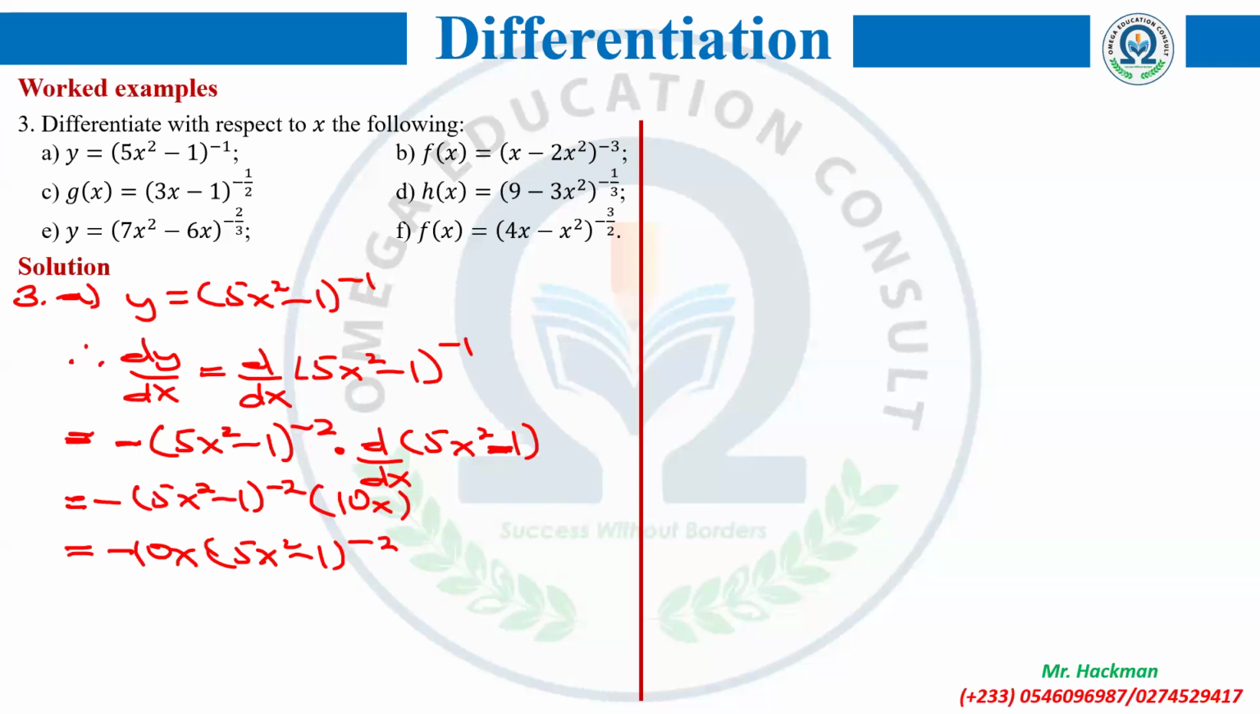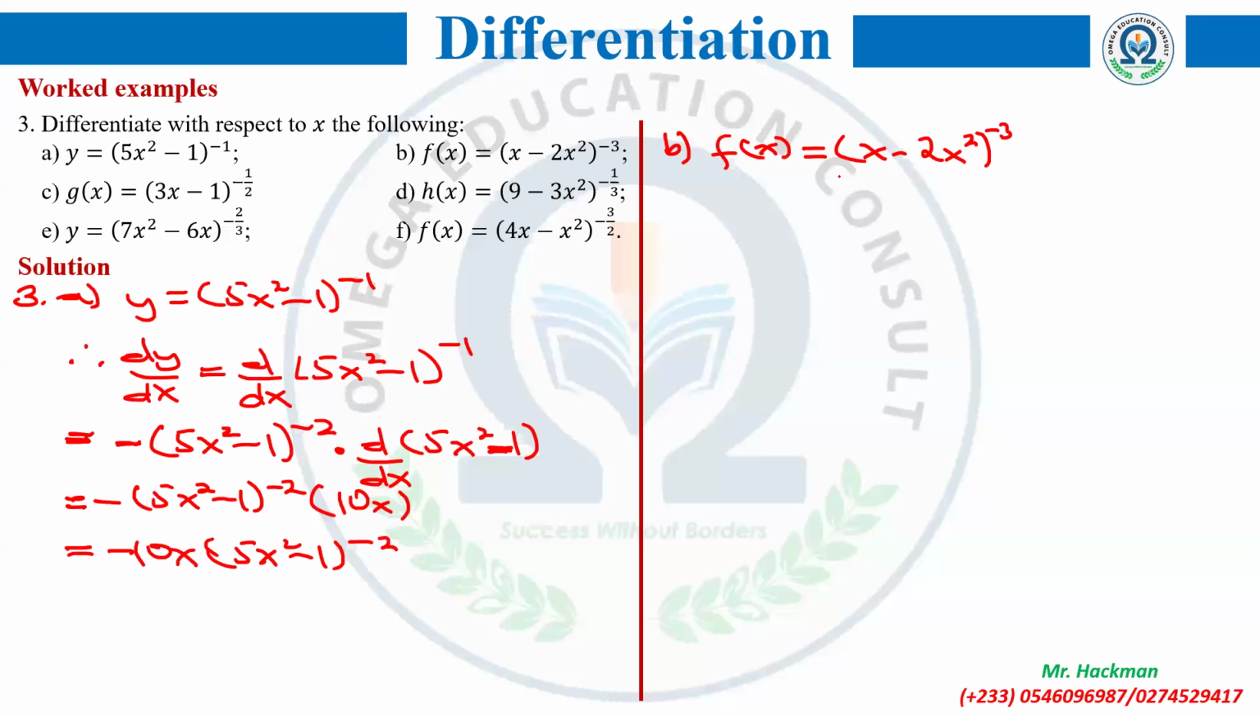So we are going to move on to the B. With the B, the whole class, you are going to help me do it. So we have given f of x equal to x minus 2x squared, then to the power negative 3. Okay, so let's do it together.